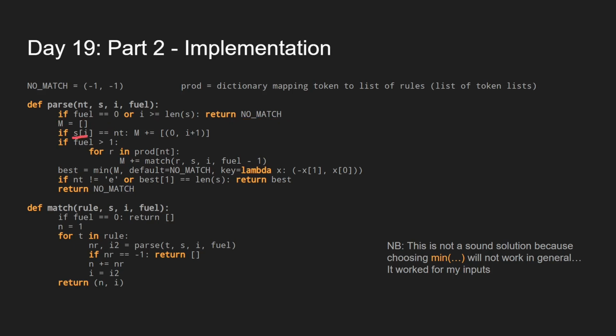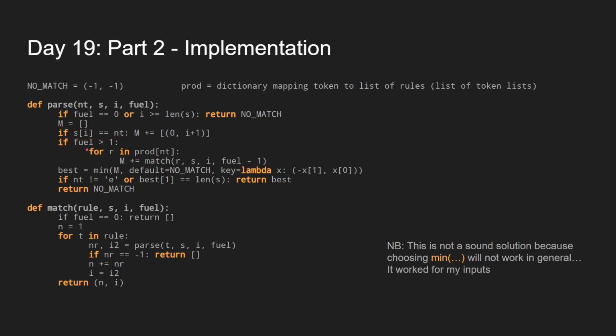Otherwise, we make a list. The list M contains all of the possible matches that we found, and we want to choose the best one. Starting with the current token, if the current token is the same as the token we are trying to match, then that is one possible match, so we add it to the list. This match is done with zero replacements, and it consumes one token from the input string, so we advance the index I by 1. And so this is an easy base case.